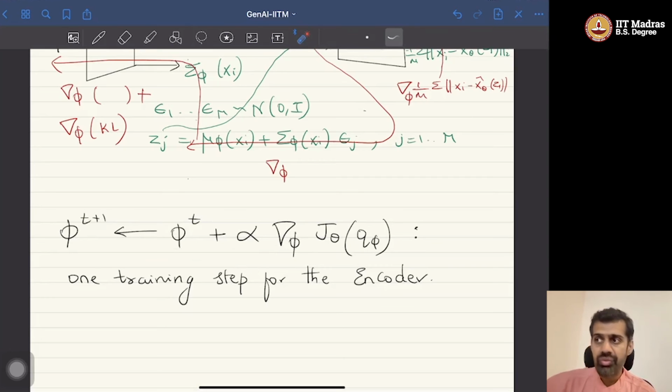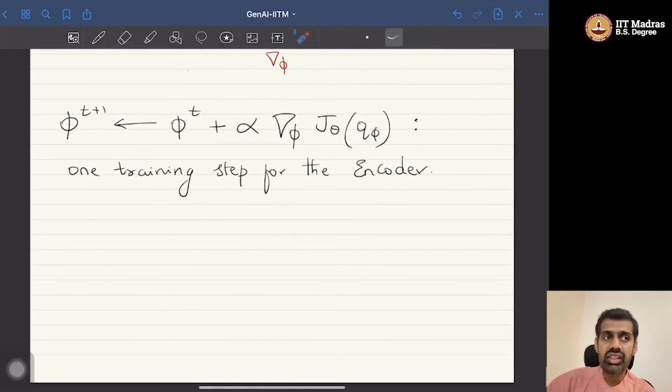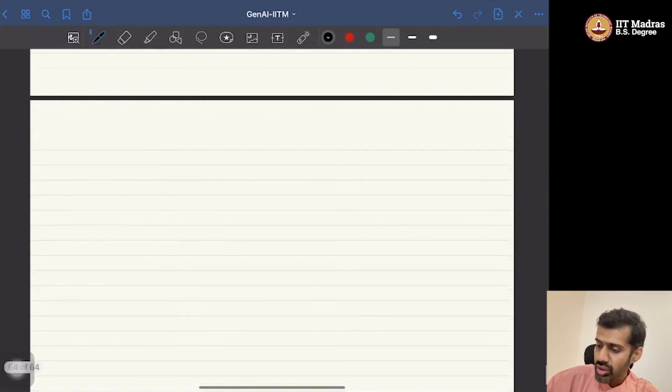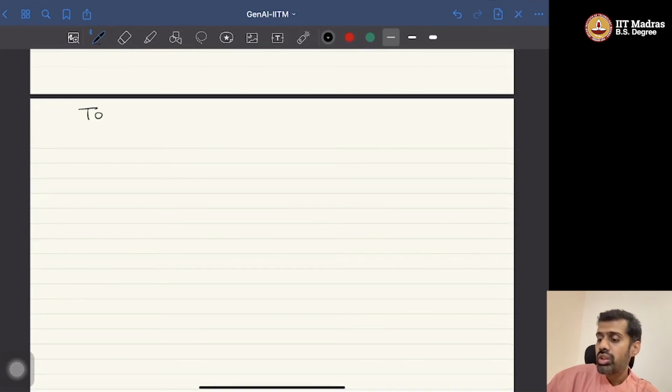Now, once we take one training step through the encoder, we need to train the decoder as well. How do we train the decoder? Let's see how to train the decoder. Fortunately, it's not as complicated as the encoder. So let us write it here. To train the decoder, I will say training the decoder.